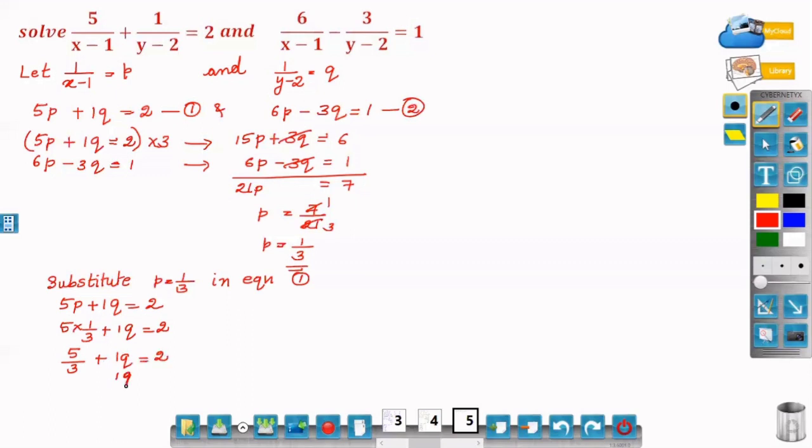So 1q is equal to 2 minus 5 by 3. 1q is q only, so q is equal to, the denominator is 3, 2 is the whole number, multiply with the denominator, 2 3s are 6, minus 5. 6 minus 5 is 1 by 3, so q is 1 by 3.